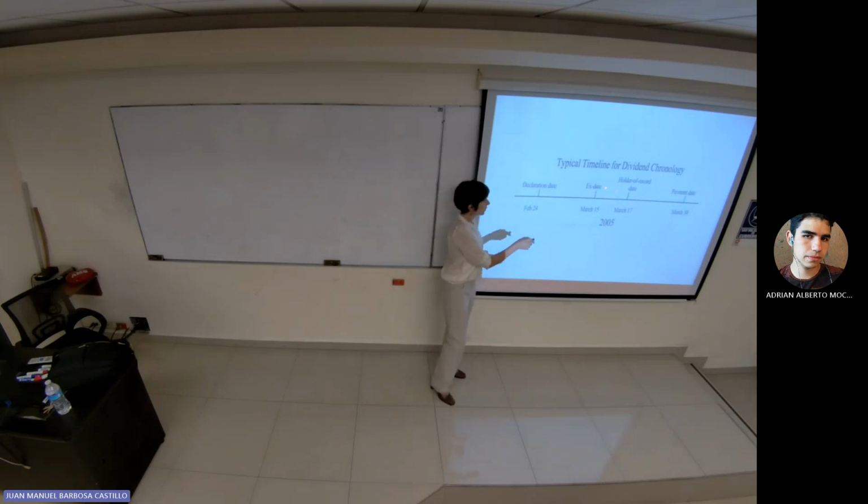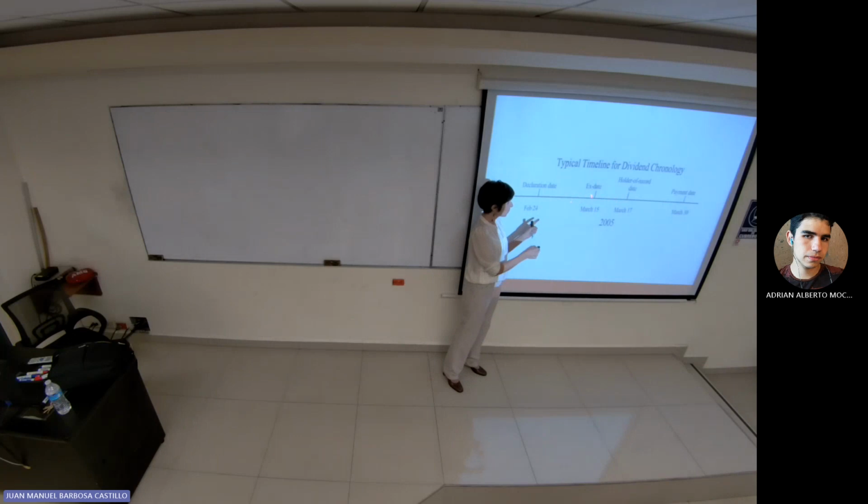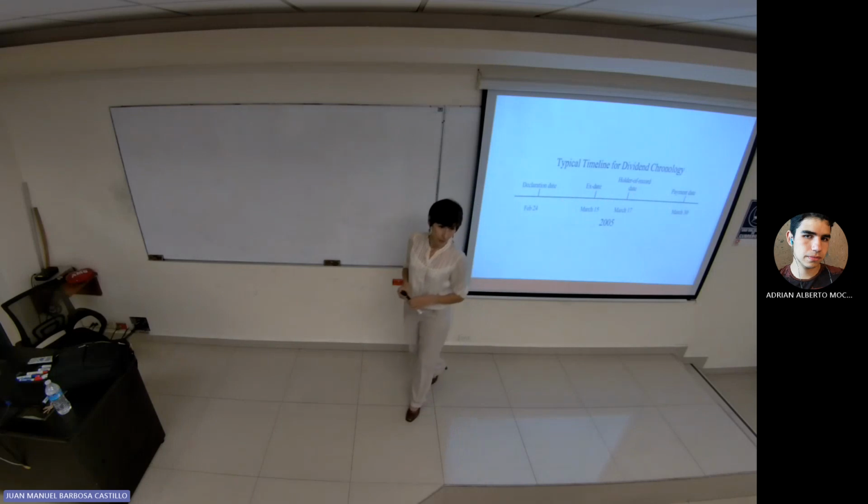Because on the ex-dividend date you don't have the right to receive dividends, and the record date is usually 1 or 2 business days after the ex-dividend date, then the people who have the right to receive dividends will be those holding the share 2 or 3 business days before the record date. Okay?